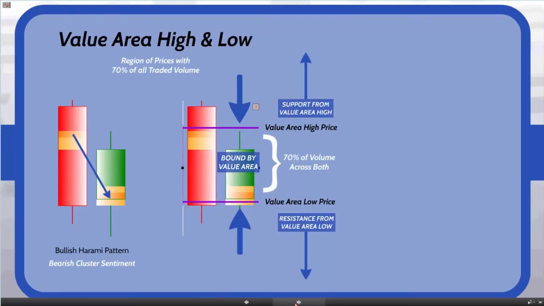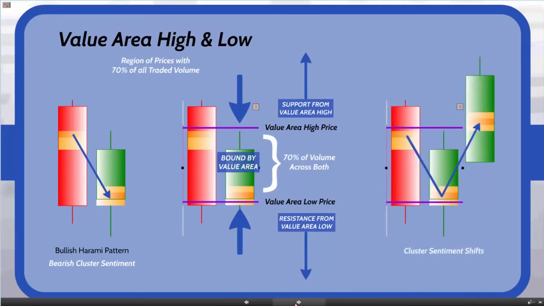So what this means is that sometimes we're not going to get a volume cluster sentiment shift like that picture perfect example that I showed you a few minutes ago. And it might actually take another full period to see the cluster shift. And if that happens, what's to stop it from falling all the way back down? Well, hopefully the value area is there.